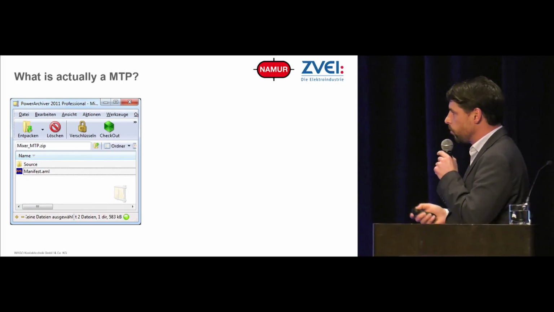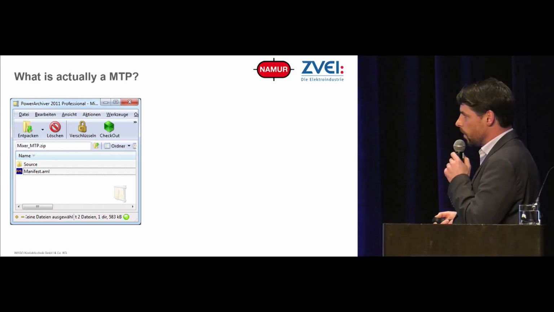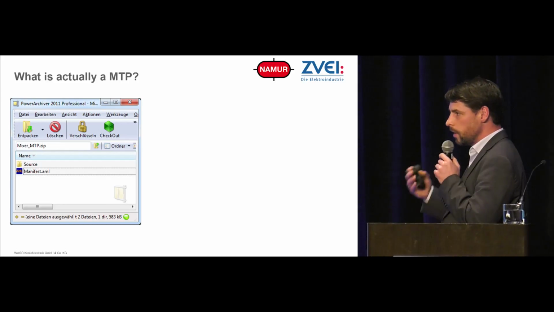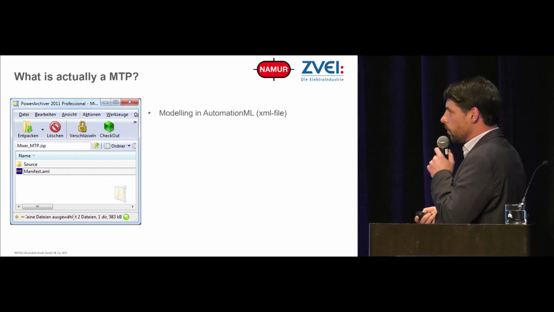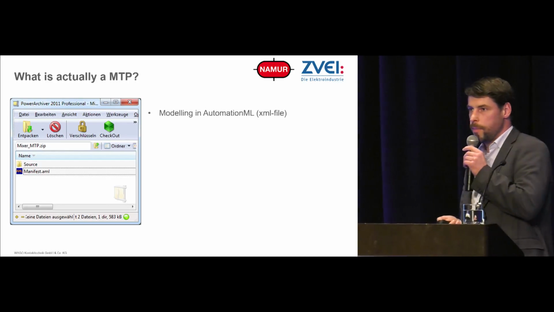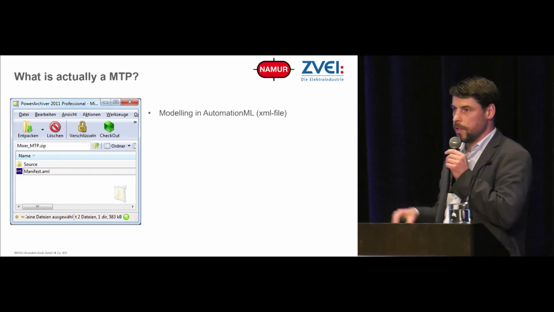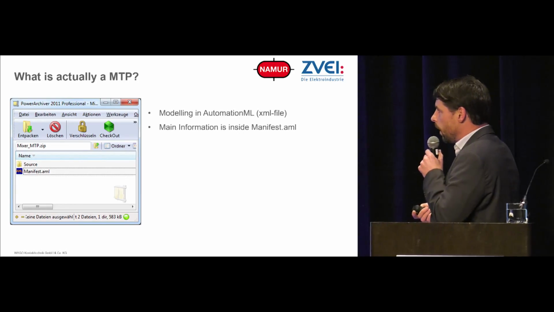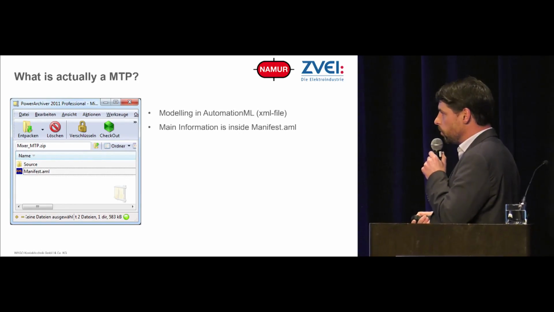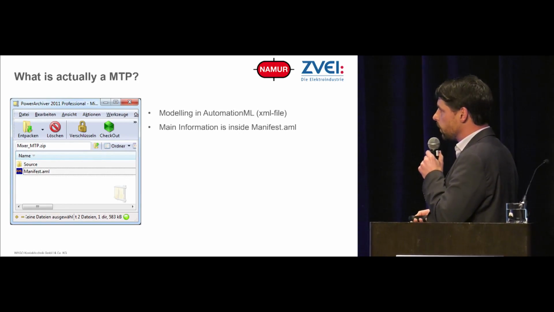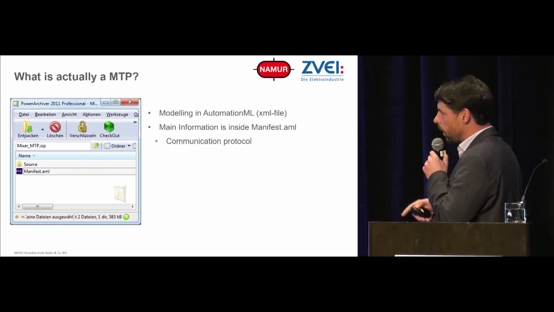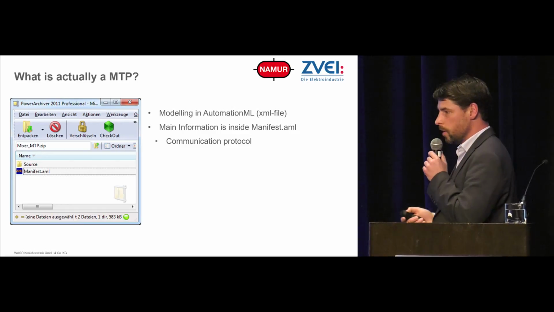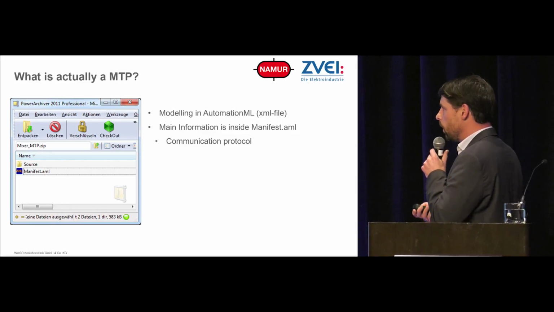I have shown you here a print screen of an MTP file. It's right now a zip file, and the zip file contains different XML-based files modeled in Automation ML. Automation ML is an IEC standard, and this includes the manifest, and the manifest defines the communication protocol, which the module is speaking.